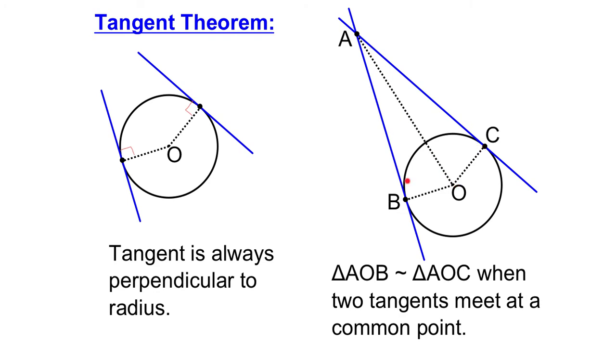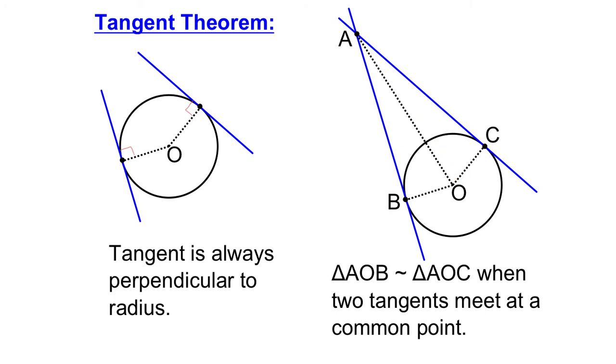Well, you've got two triangles in here, and we know that triangle AOB is similar to triangle AOC. So AOB, this triangle over here, is similar to triangle AOC, this triangle over here. Okay, so that is true when two tangents meet at a certain point. The triangles that they make with the circle are similar.